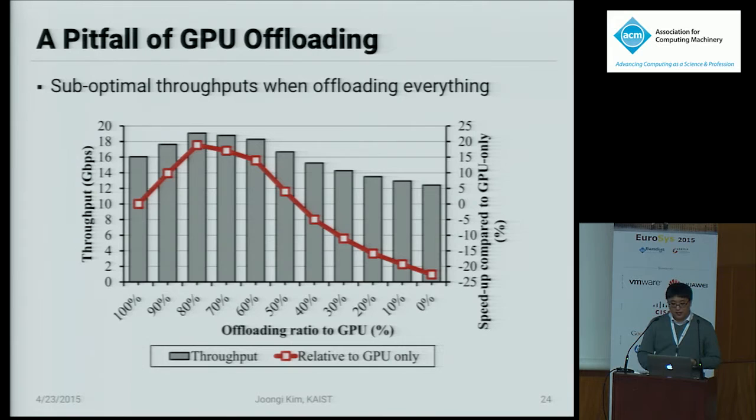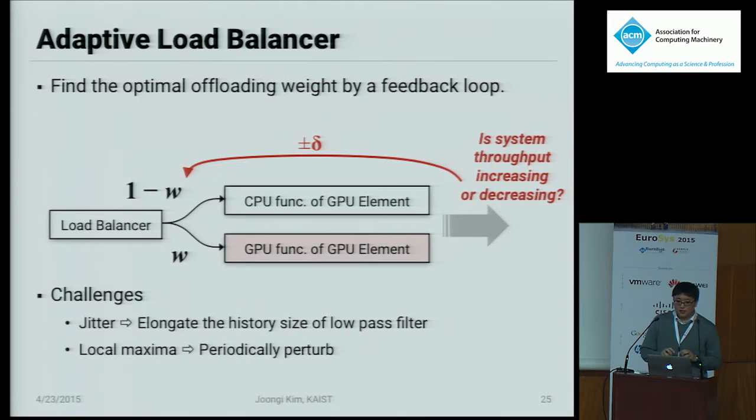In the current version of NBA, we have implemented a simple feedback-based adaptive load balancer. By default, NBA uses only CPUs even when it encounters GPU elements without explicit load balancers. To use GPUs, you need to insert a load balancer element before GPU elements. They decide whether to use CPU or GPU in the following GPU elements for the given batch. Our adaptive load balancer probabilistically chooses CPU or GPU depending on the offloading weight between 0 and 1. It then monitors the total system throughput and the direction of changes. Depending on this information, it adds or subtracts a fixed amount of delta to the offloading weight.